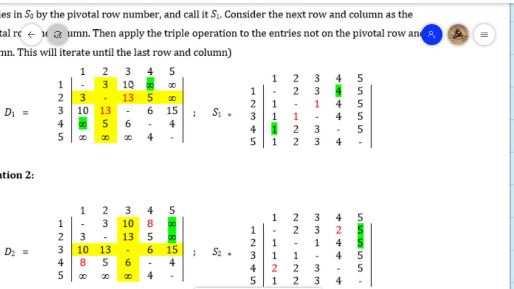So starting with 10. 10 is to be compared with 13 plus 3. 13 plus 3 is 16. But 16 is greater than 10, so we do not replace 10.